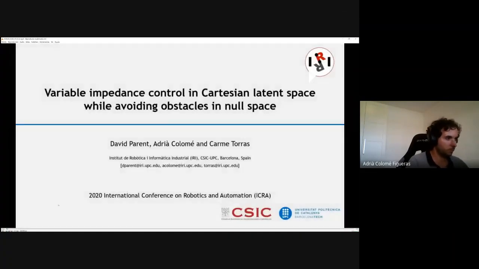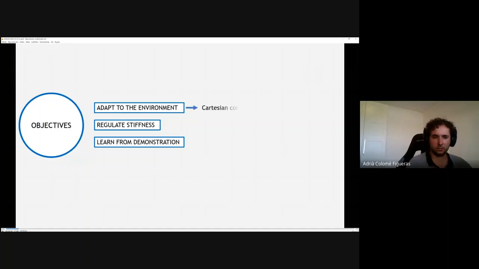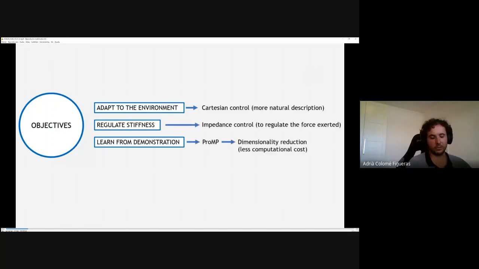Okay, so one thing that we did for last iGraph was to combine these compliant controllers with Cartesian control, this compliancy, also with probabilistic movement primitives. And what we wanted to do was to match the motion variance with the controller gains and keep the controller compliant while matching the variance of the trajectory that we want to use, and also using dimensionality reduction techniques.